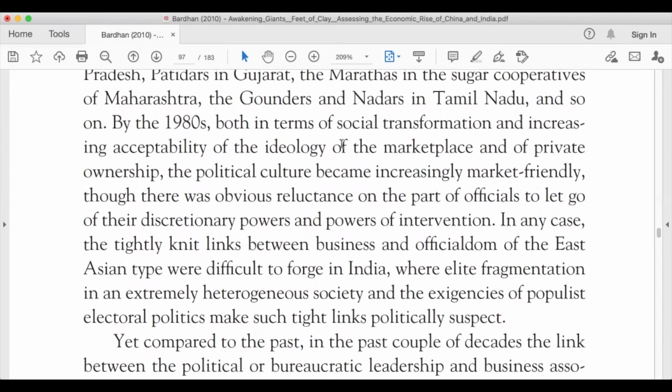In any case, the tightly knit links between business and officialdom of the East Asian type were difficult to forge in India, where elite fragmentation in an extremely heterogeneous society and the exigencies of populist electoral politics make such tight links politically suspect. And there's been a lot written about this in Indian political science and the history of Indian political economy. Pranab Bardhan is one of the persons who's written a lot about this himself, but there are many others as well.